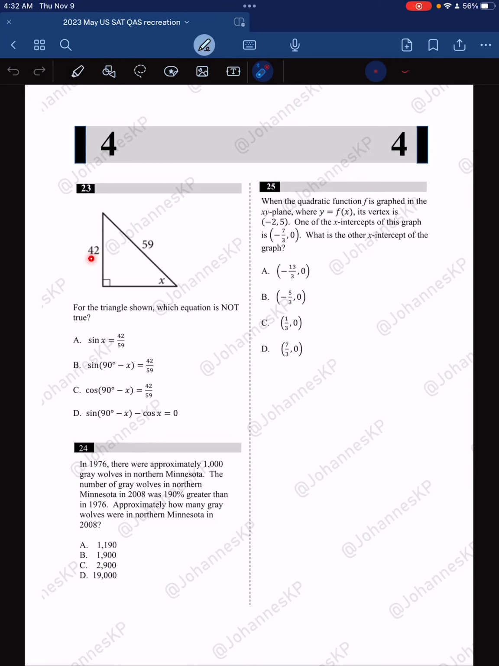So we have this triangle, a right triangle, and we have the question which says, for the triangle shown, which equation is not true? So, firstly, to solve this question, let's remind ourselves of the SOHCAHTOA acronym, which will help us solve this question.